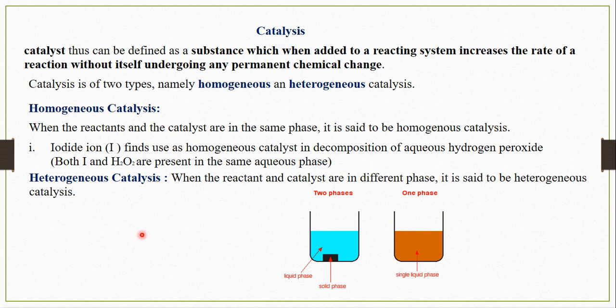Second is the heterogeneous catalyst. With the help of this figure you will understand. When the reactant and catalyst are in different phases, it is said to be a heterogeneous catalyst.